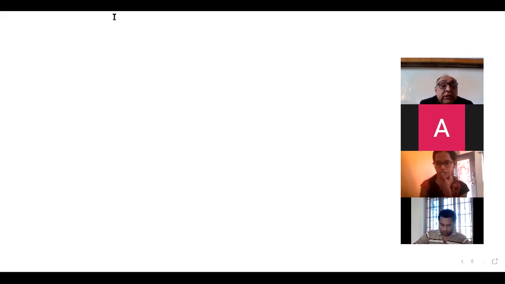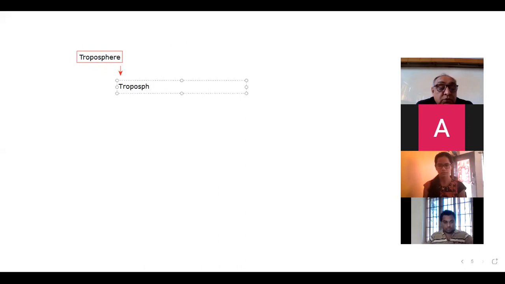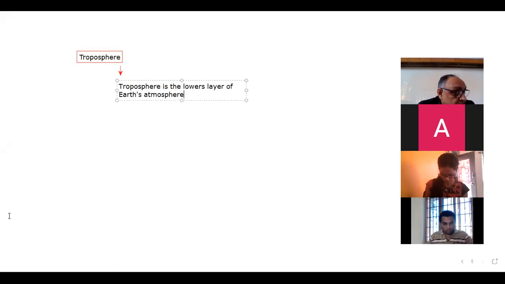Don't worry, please. So let me now explain the troposphere first. We are discussing the troposphere now. First of all, this point is important. Here it is important to note that the troposphere is the lowest layer of Earth's atmosphere. This is a very important point: the lowest layer.